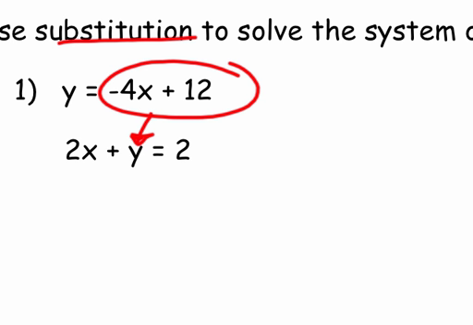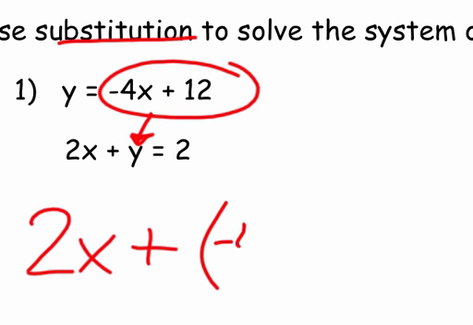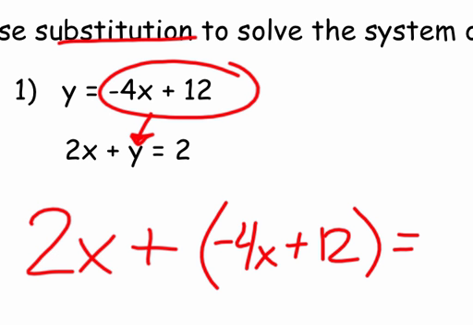So what I want to do is rewrite this second equation, 2x plus y, but instead of writing y, I'm plugging in that negative 4x plus 12. And it might be a good idea, I always like to just put it in parentheses right off the bat. Sometimes I don't need to put it in parentheses, but it just helps me remember, just in case we have to distribute or something like that. So I'm plugging that in for y. So we just replace that with our negative 4x plus 12.